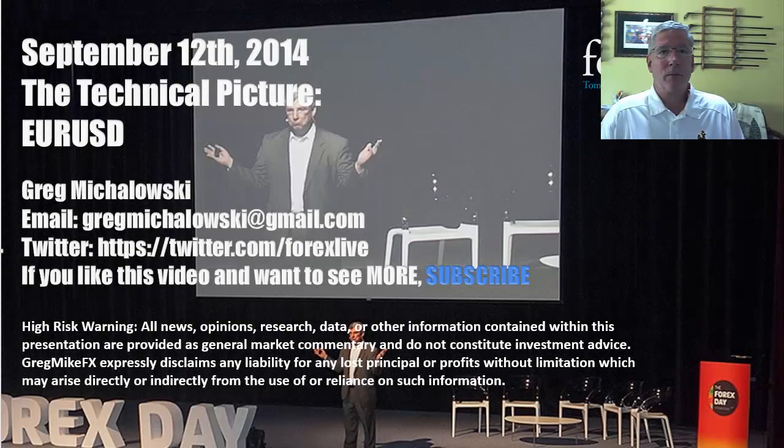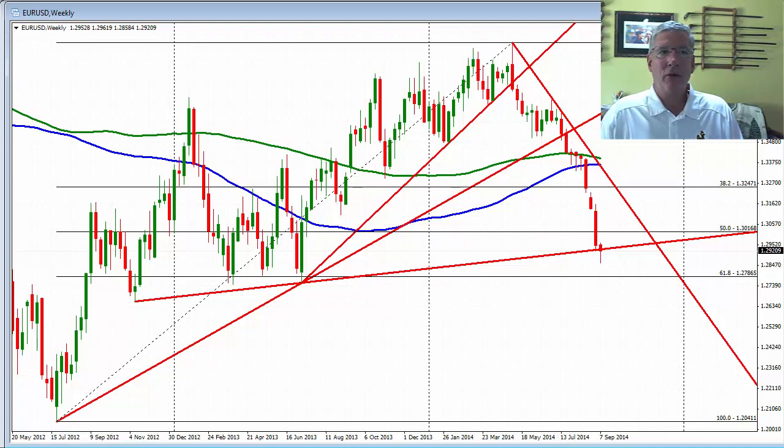Ladies and gentlemen, my name is Greg Michalowski for ForexLive.com, and this is a technical picture look at the euro versus US dollar. Today's date is September 12th, 2014, last trading day of the calendar week. And what a week it has been in the euro versus US dollar.